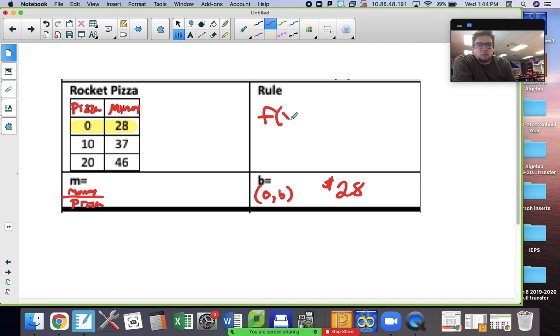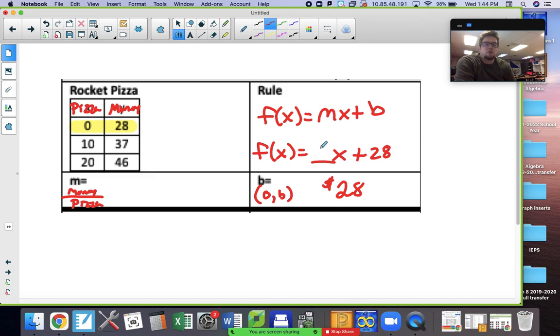Our function rule is going to be based on our slope-intercept form, mx plus b. So we already know what b is. Our equation rule so far says this. What we have to find out now is how are they going to pay us per pizza. We're going to see that with the rate of change. So as our money increases row to row, we're going to compare that to how many pizzas it changes.